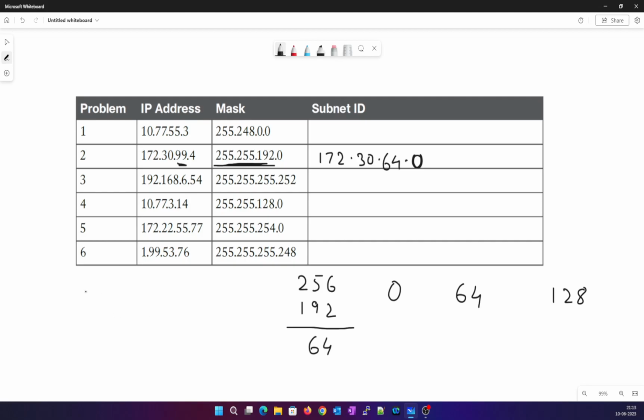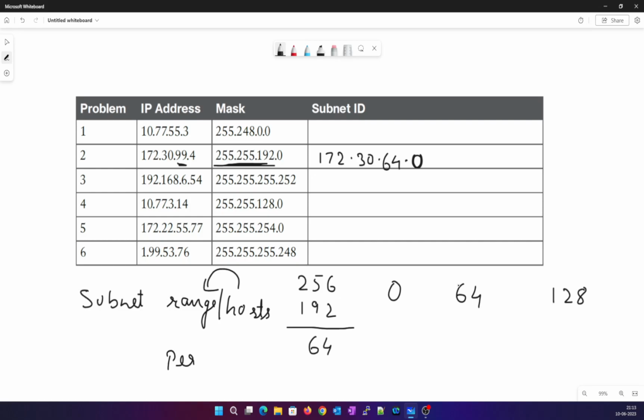So we have subnet ranges, right? And these subnet ranges will have hosts. So these hosts are per subnet range. This is how you usually calculate the number of hosts in all these ranges.